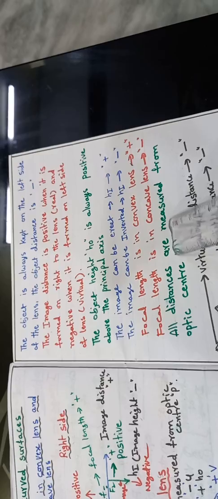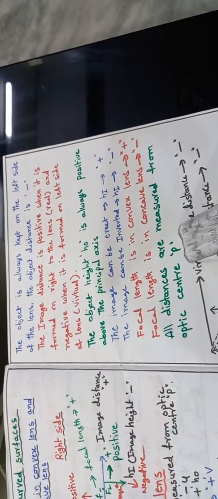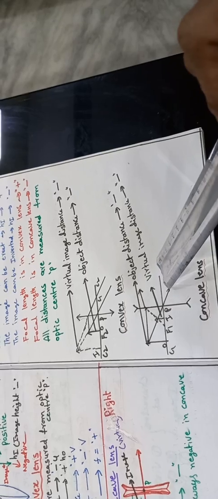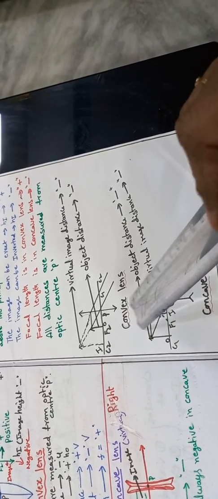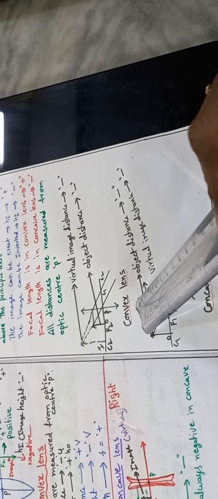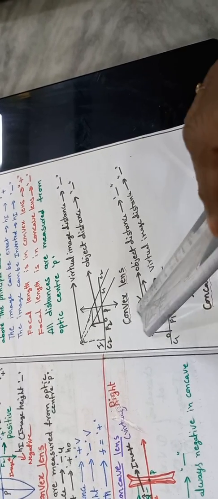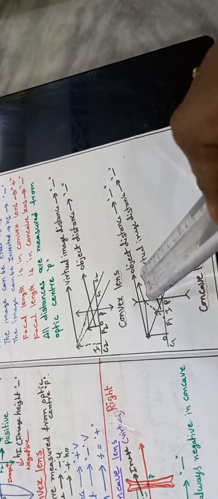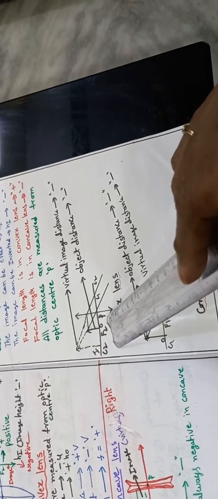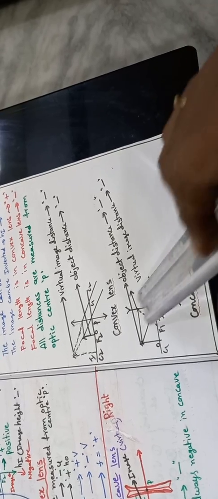So all distances are measured from optic center P. Here we can see the two lenses, convex lens and concave lens. In both of them we can see virtual images formed on the left side of the lenses. Both of them are virtual images, not real images. Real images only form on the right side of the lenses, but here we can see virtual images formed on the left side of the convex lens and concave lens.